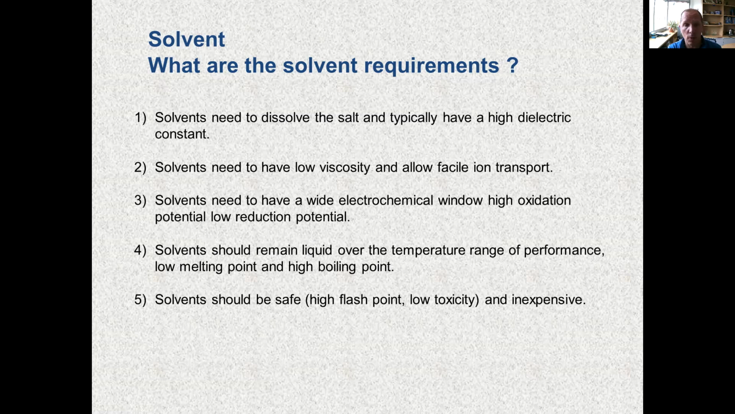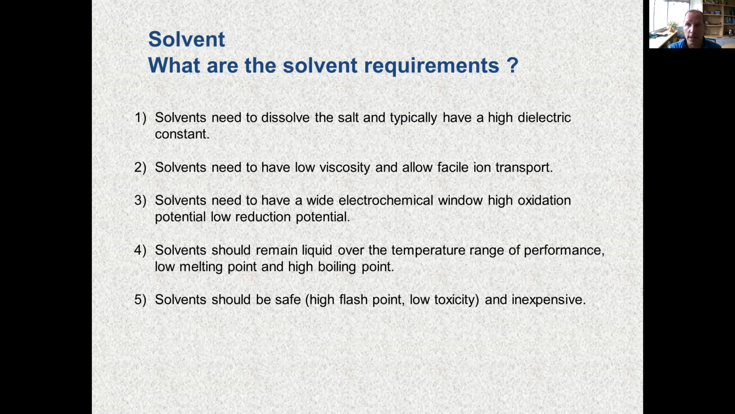They need to have a high boiling point. They need to have a low melting point because once again, you need the solvents to remain in the liquid phase over the entire temperature range that you would want to use the battery for. Because if it becomes a solid, then there is no or very minimal ion mobility upon the solvents solidifying.